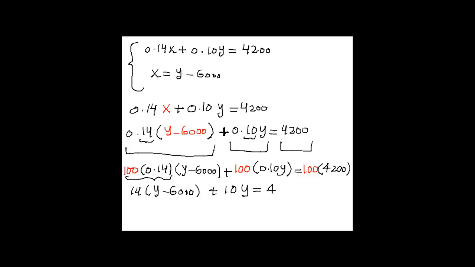and this number, we have more zeros in front of that. All right, so this way we don't have decimals anymore, so we distribute here. So we have 14y minus, we have 14 times 6,000, 84,000, plus 10y is equal to this number.